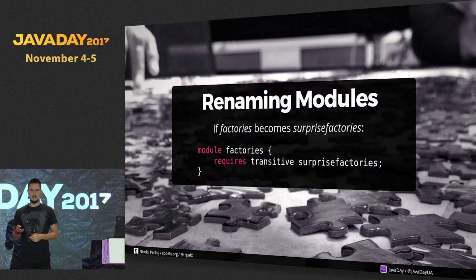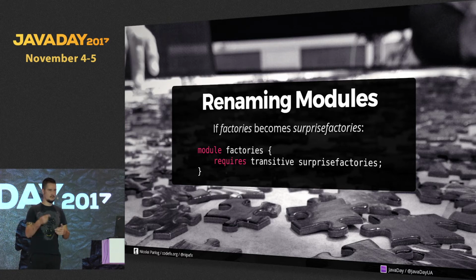And this can even help with renaming modules. If you realize that it should be called surprise factories, really, you just create that new module, move all that code, and have the old module depend on the new. So you get the point, right? If you change something about your module composition, you can leave the old name intact and require transitive all the new modules. This is not 100% fail-safe. There can still be problems down the road, but this gets you a lot further than just removing that module.